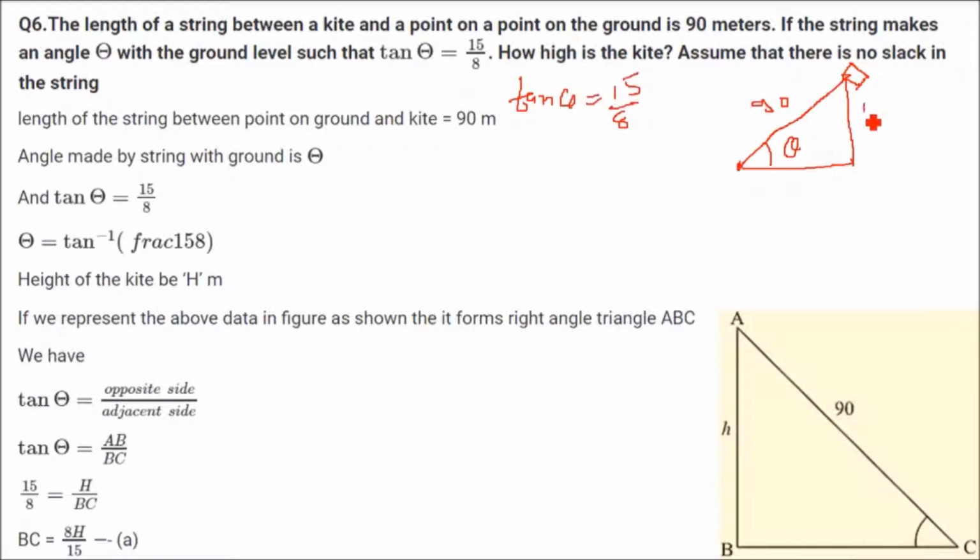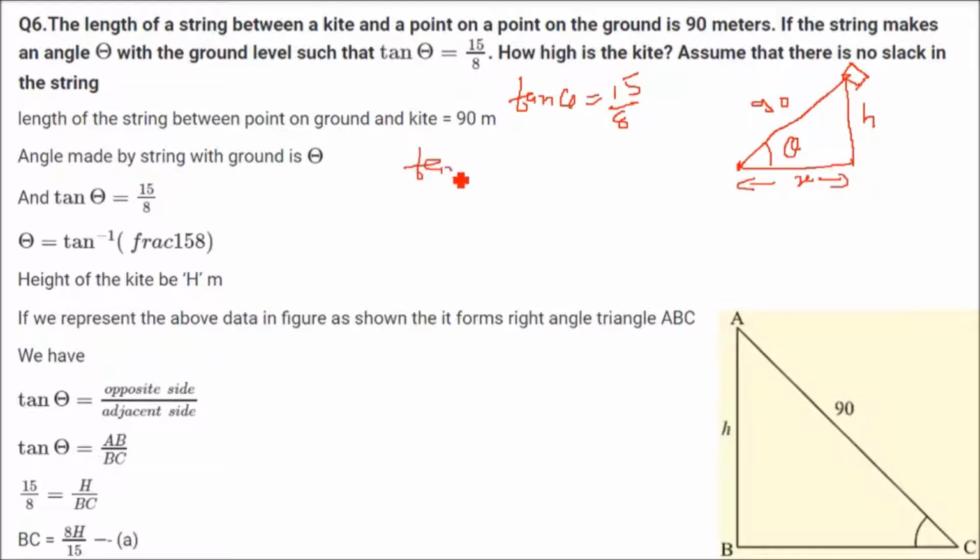How high is the kite? So we have to find this height of the kite, right? So how are you going to get this? See, we'll do it in two ways. First of all, the tan theta is given. Let us assume this to be x from here to here. I'm just taking it; you can take y or anything.